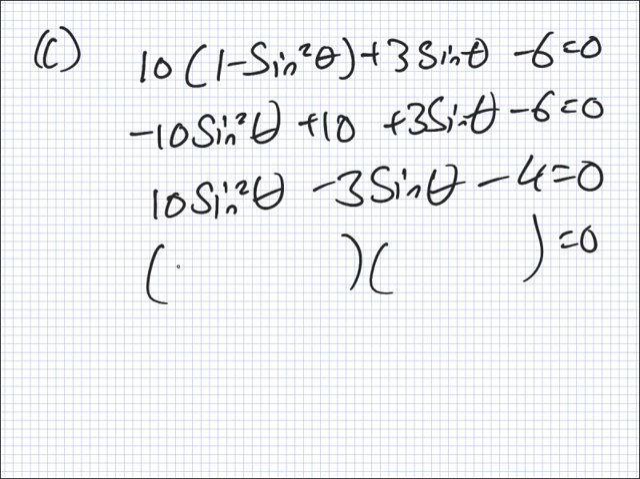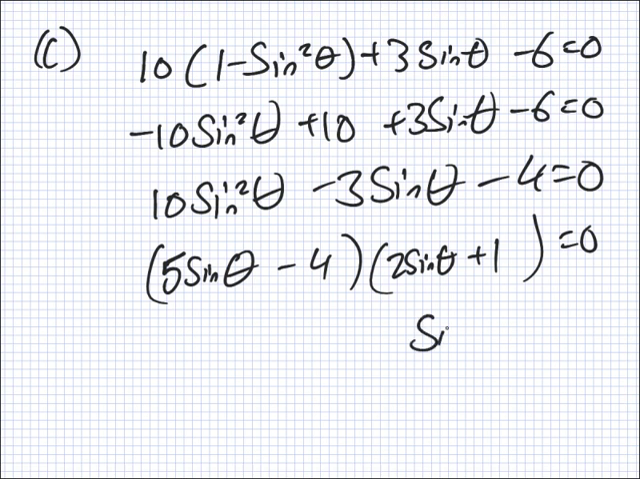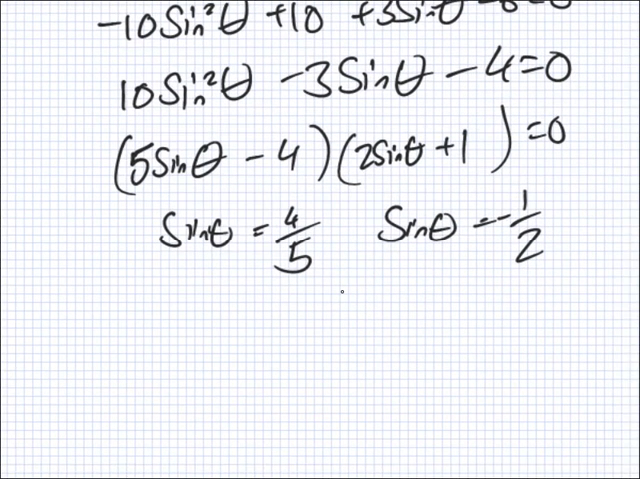Well, it could be 2 and 2. I don't think it'll be 10 and 1. Yeah, there's factors. Is it 5 and 2? It's 5 sine theta, 5 sine theta and minus 2, 4, and 2 sine theta plus 1. Minus 4 and 5 minus 8 is minus 3. So here you get sine theta equals minus a half, and here you get sine theta equals 4 over 5. So how many answers in each case? 2. So total number? 4.